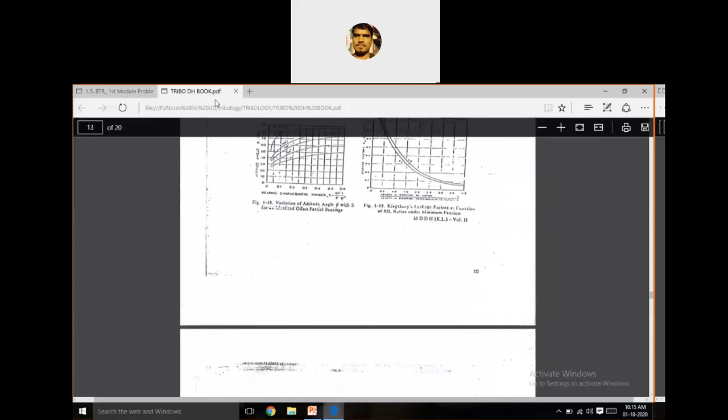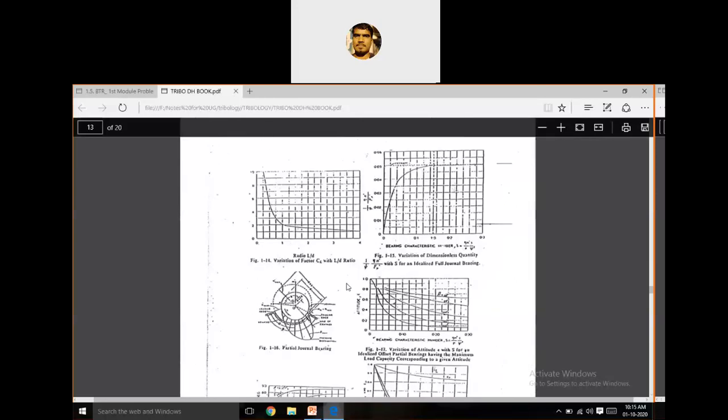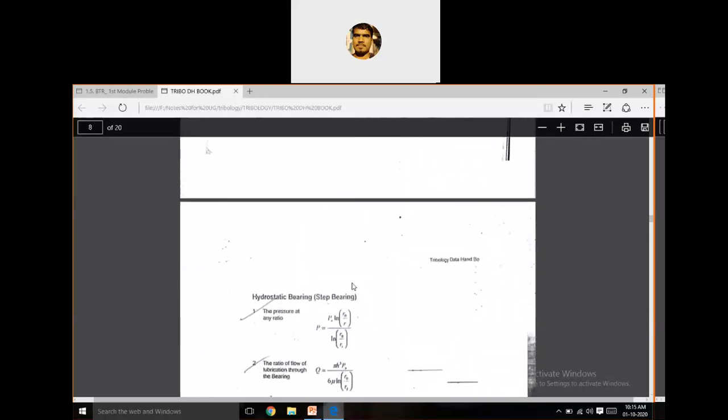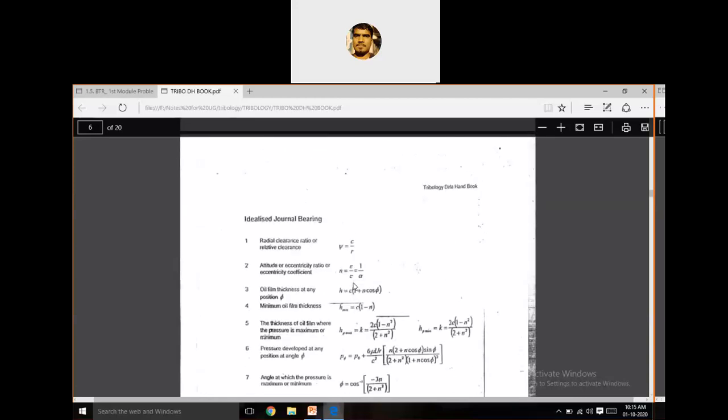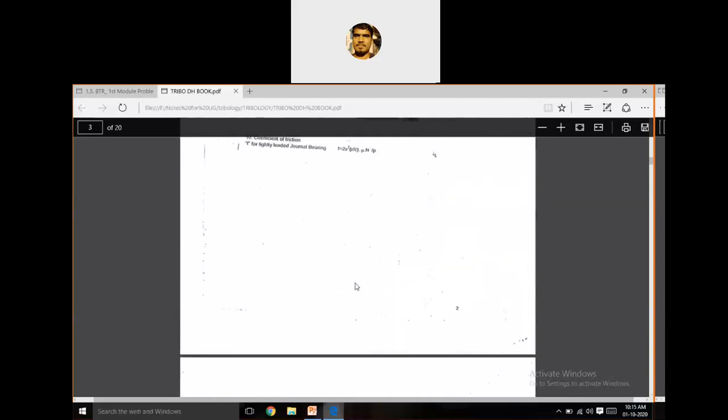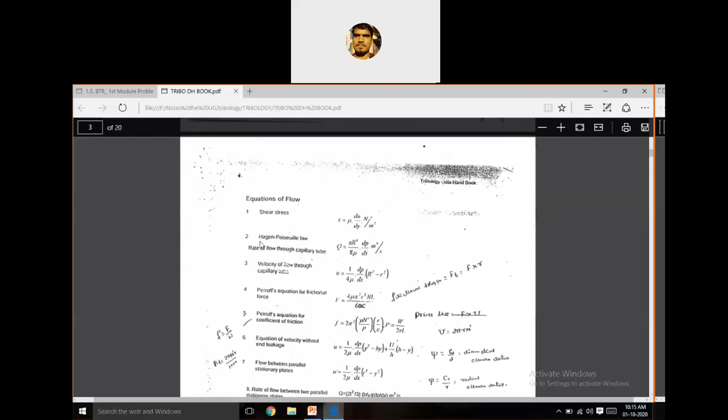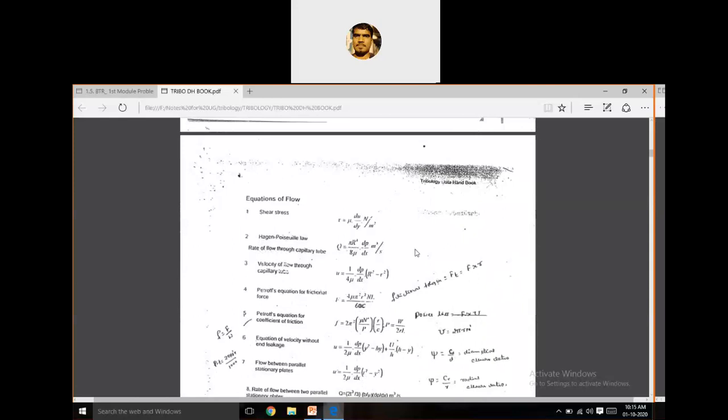So this is a data handbook. It is available in our library, or I will send the soft copy. You can take the printout. Here also you can observe the equations. Here Hagen-Poiseuille law for flow through the capillary tube: Q is equal to pi r to the power of 4 divided by 8 mu. This is the equation I refer to. Also flow between parallel plates and Petroff equations. All the equations are available in the data handbook. We just copy from the data handbook.